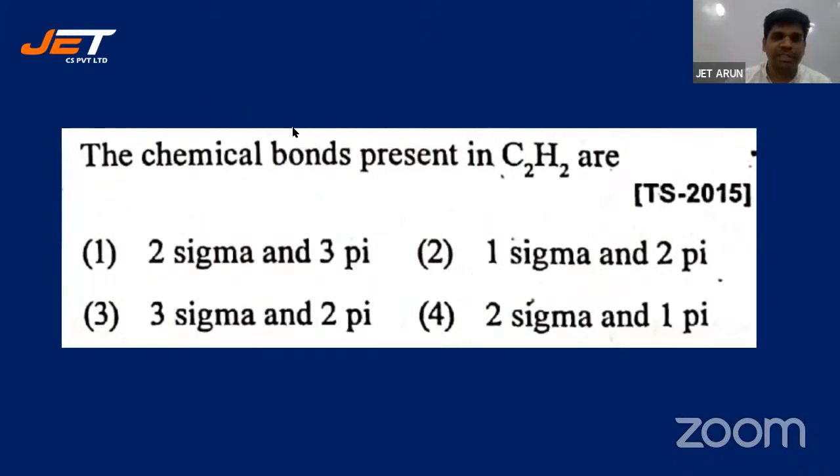The chemical bonds present in C2H2 are: 2 sigma 3 pi, 1 sigma 2 pi, 3 sigma 2 pi, 2 sigma 1 pi. What do you think is the answer, students? You've got C2H2. All right, let's go for the next one. Yes, I'll show you the answer. Here it is: 3 sigma and 2 pi. All right. Let's go for the next one, students.